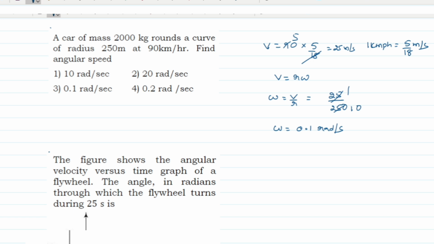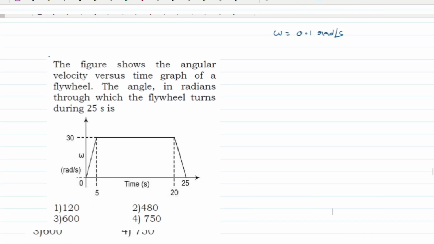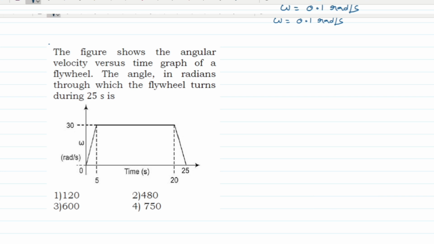Let us see the next question, students. The next question says the figure shows the angular velocity versus time graph of a flywheel. They are asking the angle in radians through which the flywheel runs during 25 seconds. So omega equals theta by t, and they are asking for the angle in radians, meaning theta. Theta is nothing but omega into t. That means you can take it as the area under the omega versus time graph.